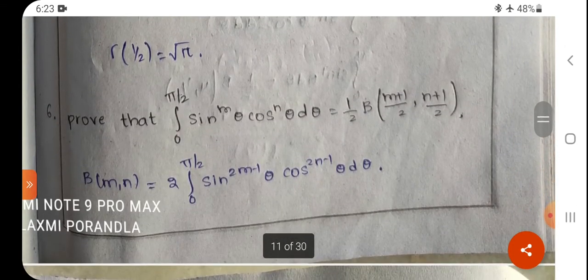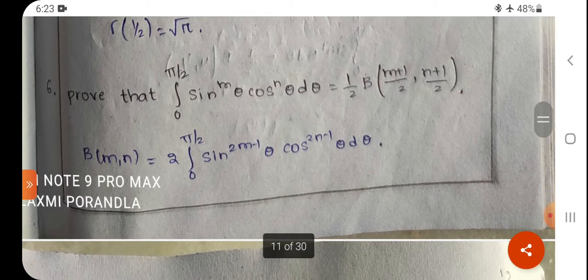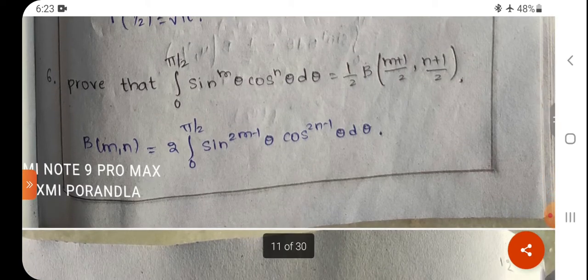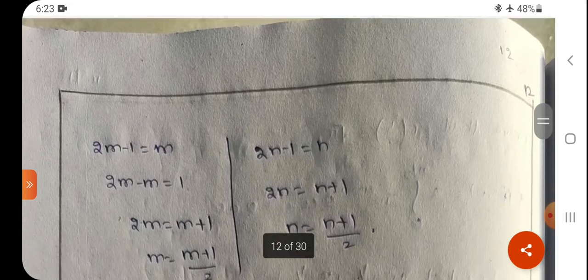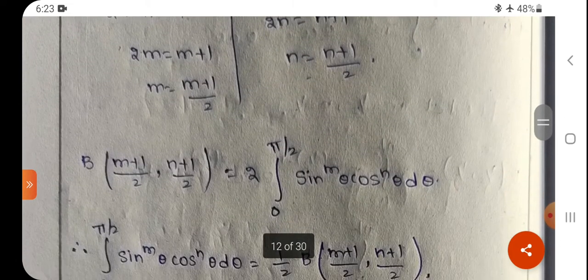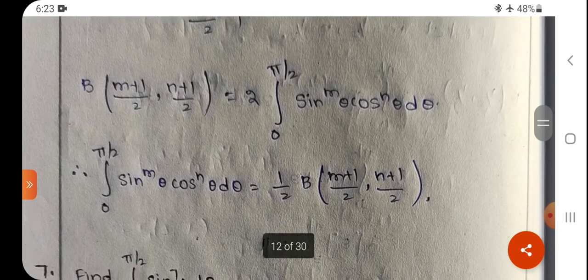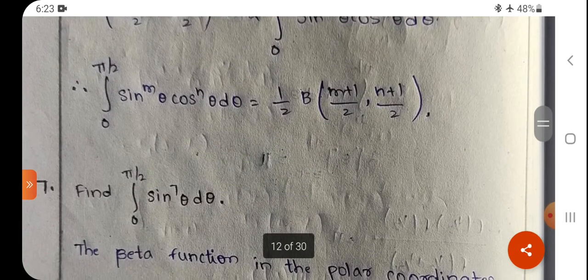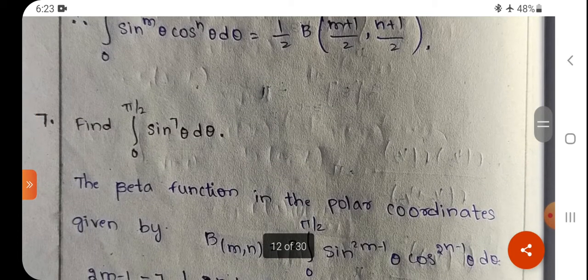The next you are proving the integral sin power m theta cos power n theta equal to that value. Again here you are using the polar coordinates of beta function, just you are identifying m and n, and from that you are substituting in the formula and just making the integration simplification. You will get your required answer.